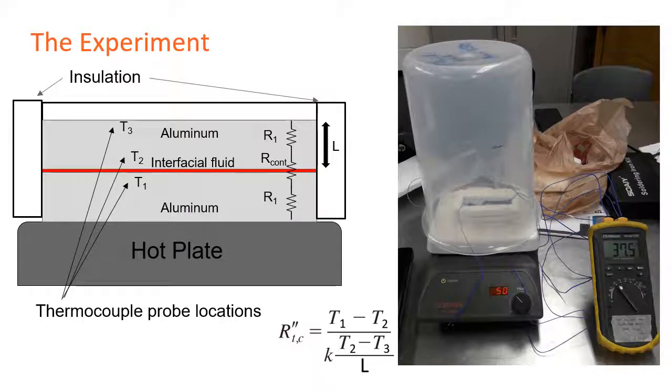We set the heat flux through the interfacial fluid, or T1 minus T2 over contact resistance, equal to the heat flux through the top aluminum block, or Fourier's law, to derive the equation shown. Using this equation and our data, we were able to anchor our experiment to the theoretical values we expected.